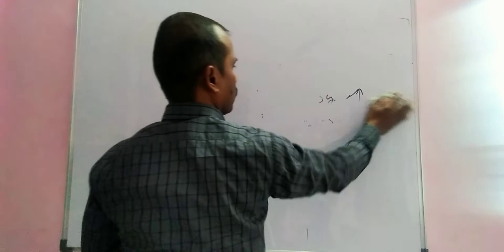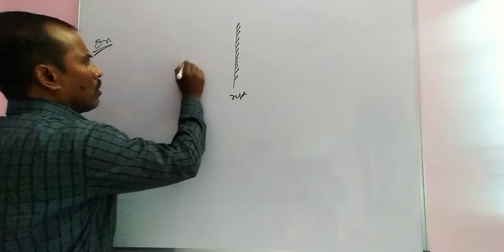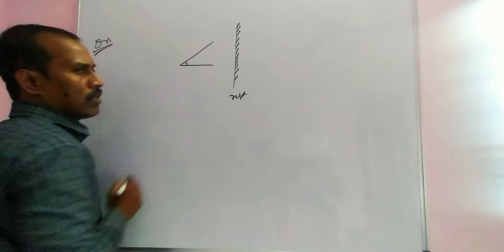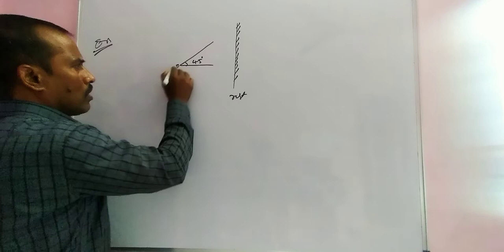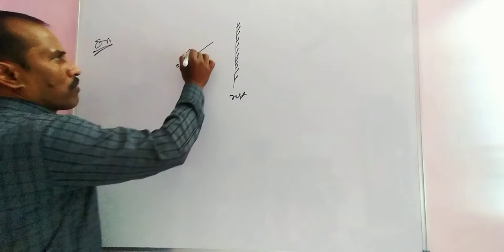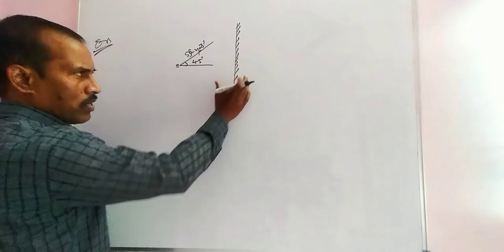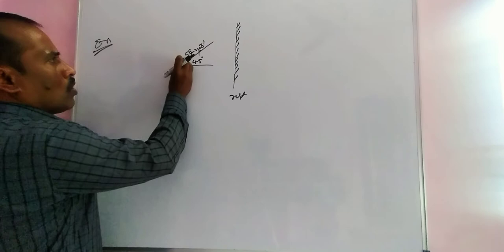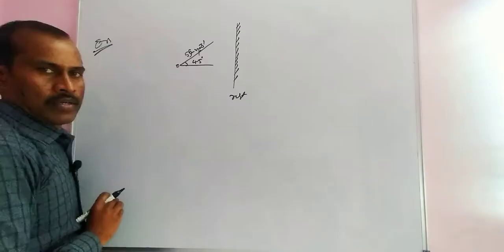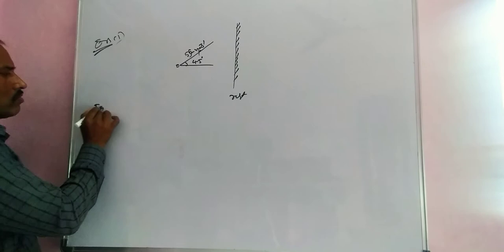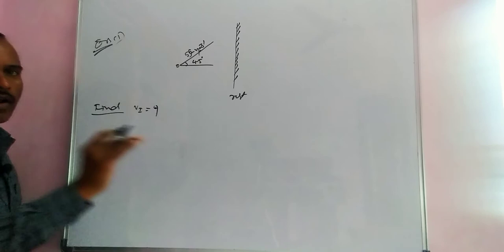For example, the mirror is at rest and the object is moving. First problem: this is a mirror at rest position. The object is moving at some angle with the horizontal, for example 45 degrees, with velocity 5 root 2 meter per second in this direction. The mirror is at rest, and the object moves at 5 root 2 meter per second at 45 degrees with the horizontal. Find the velocity of the image in the vertical direction and horizontal direction.